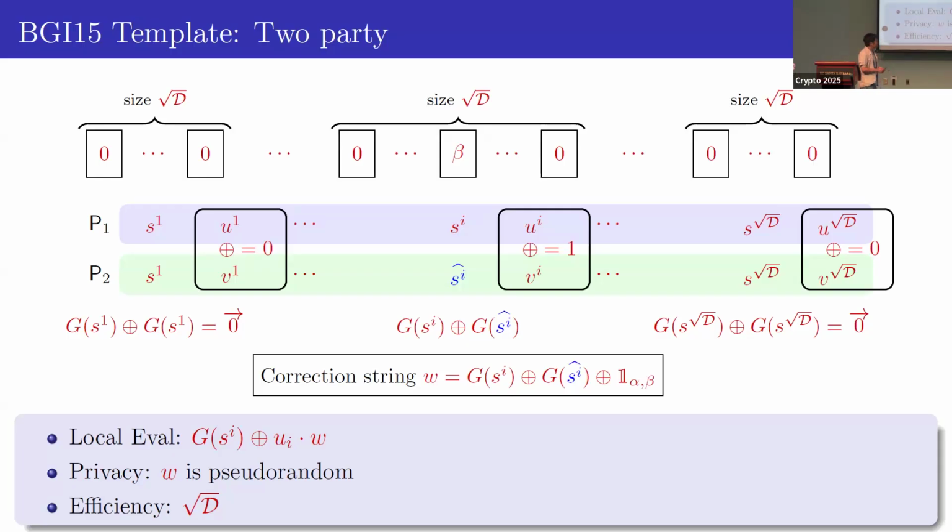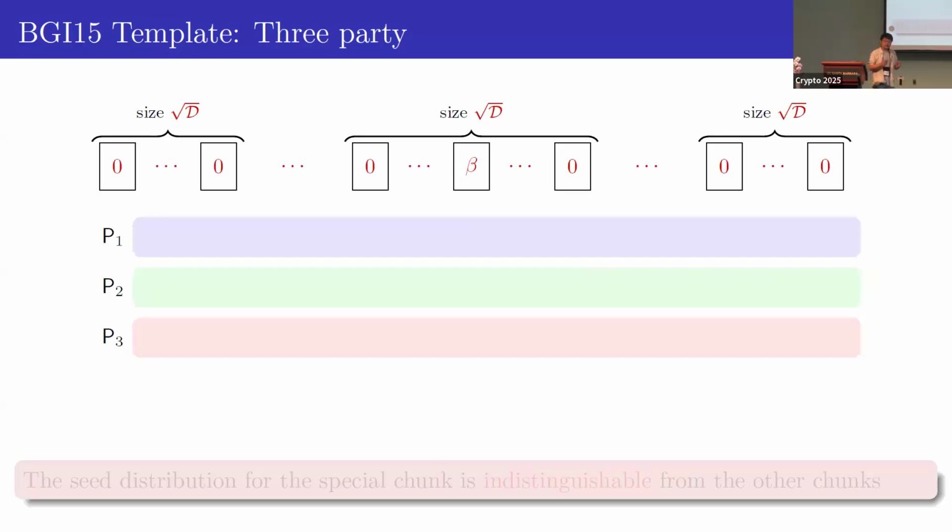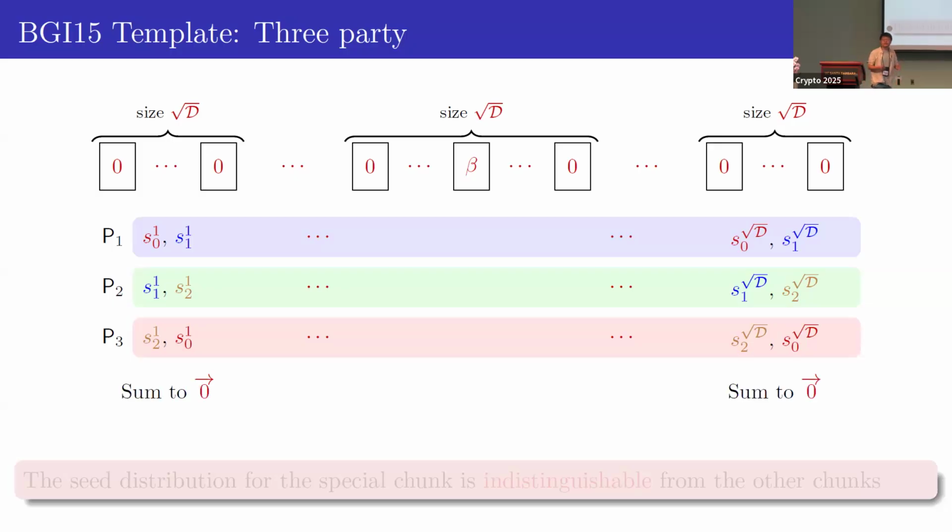Now, the very clever observation that BGI-15 made is that you can extend this template to beyond two parties. It follows roughly a similar idea, except the way we distribute the seeds is slightly more complicated. In particular, you give each party more than one seed. For example, for each non-special chunk, you sample 3 seeds, the red seed, the blue seed, and the brown seed, and each seed is given repeatedly to 2 different parties. If you expand the PRG seeds and sum them up, you will find that for the non-special chunks they sum up to 0, because every seed is shared twice, so they cancel each other.